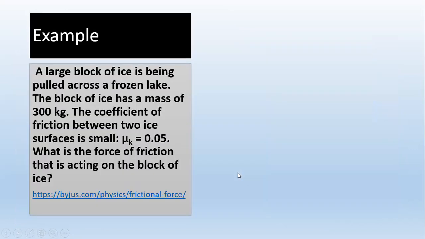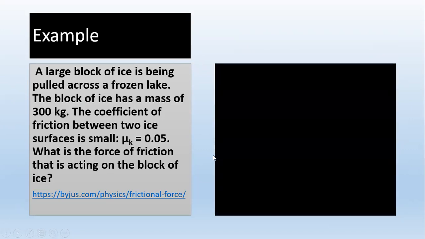Solving problems. Let's try solving some problems. To reinforce, as I said, try out a question in the revision book. A large block of ice is being pulled across a frozen lake. Ice against ice. The block of ice has a mass of 300 kilograms. The coefficient of friction between the two ice surfaces, mu, is 0.05. What is the frictional force that is acting on the block of ice? Okay.